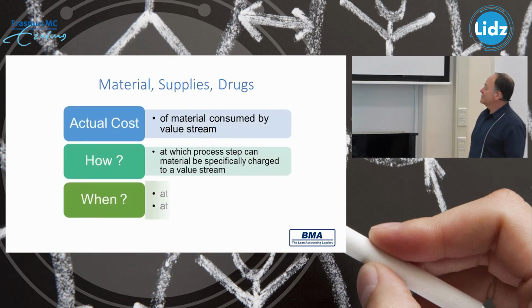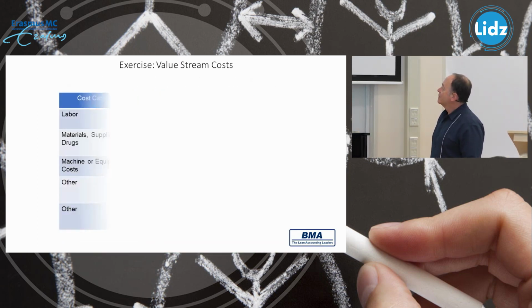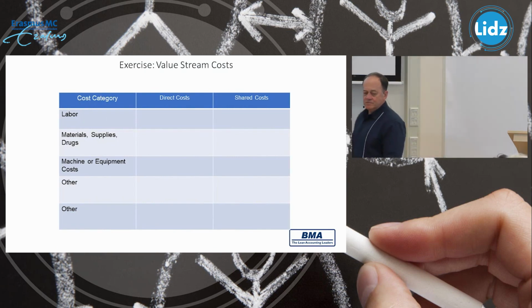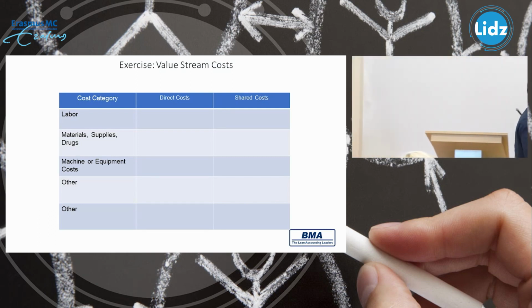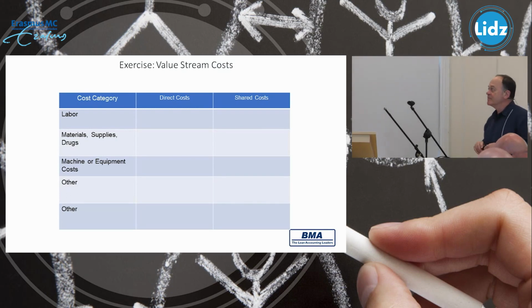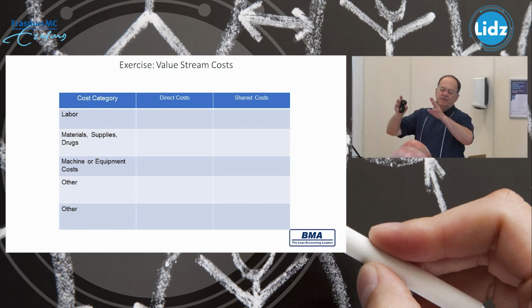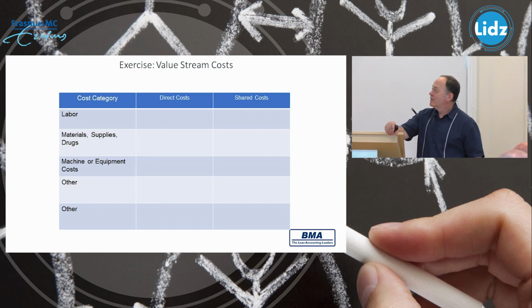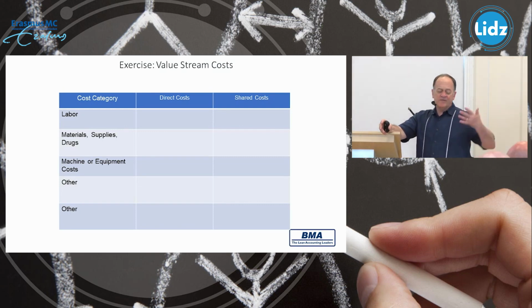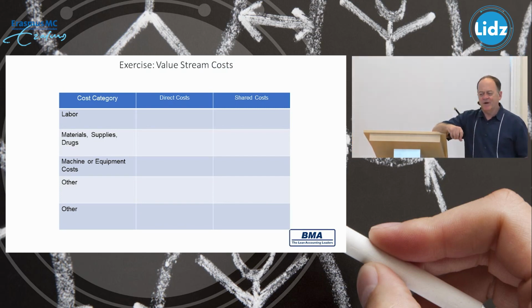Let me get back to where I was. So, pick a value stream. Think about the costs that go into the value stream at this point, and which ones would be considered direct, which ones could be considered shared. Don't worry about how the shared cost is getting in there at that time. What do you have right now, what should it be? Think a little bit based on what we've talked about.